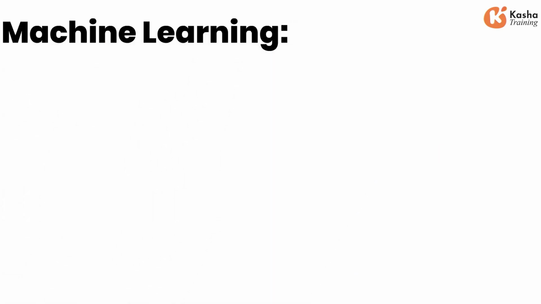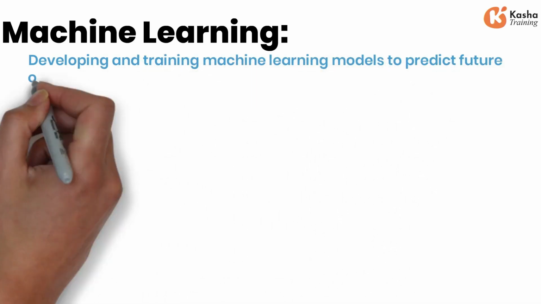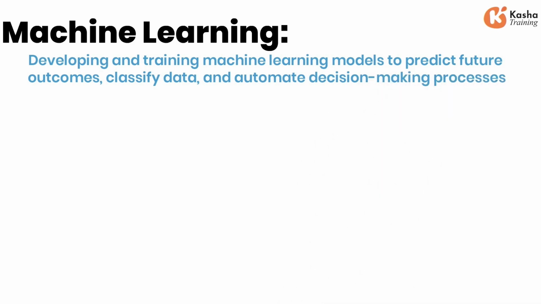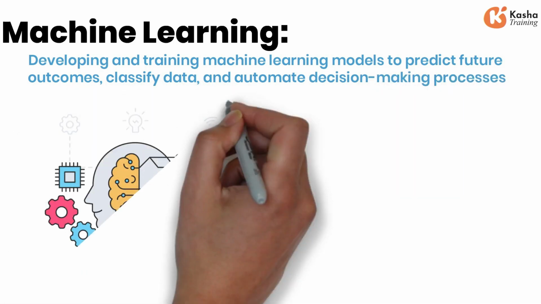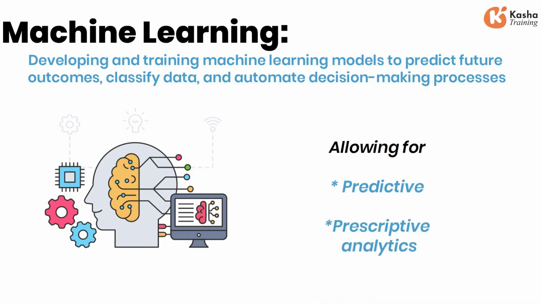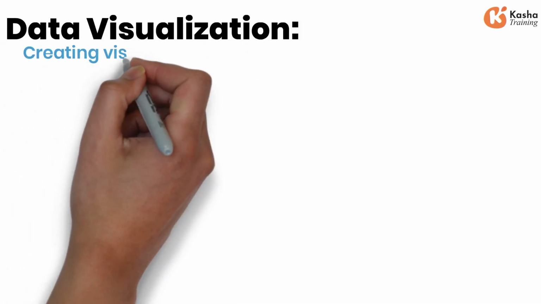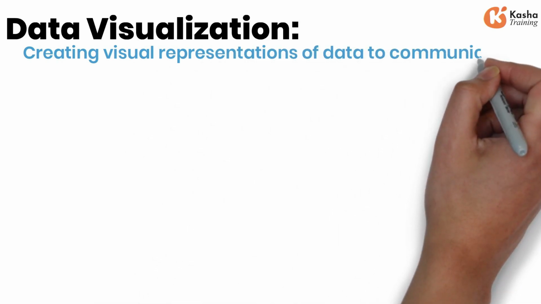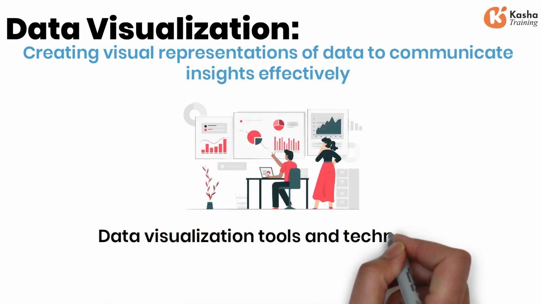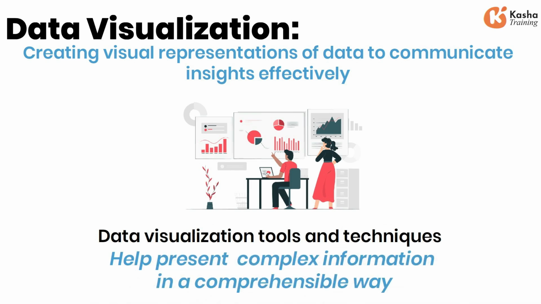Machine learning. Developing and training machine learning models to predict future outcomes, classify data, and automate decision-making processes. Machine learning is a crucial component of data science, allowing for predictive and prescriptive analytics. Data visualization. Creating visual representations of data to communicate insights effectively. Data visualization tools and techniques help present complex information in a comprehensible way.